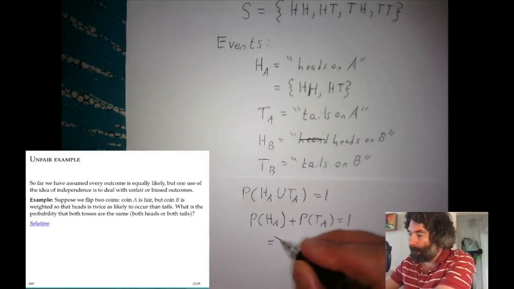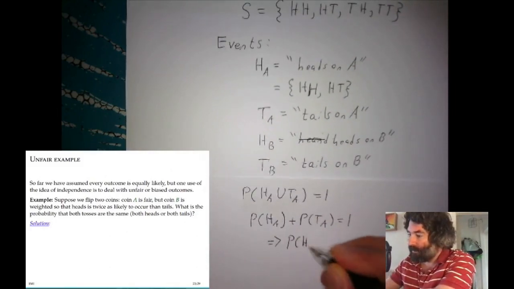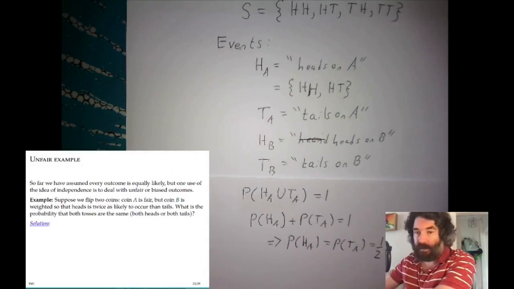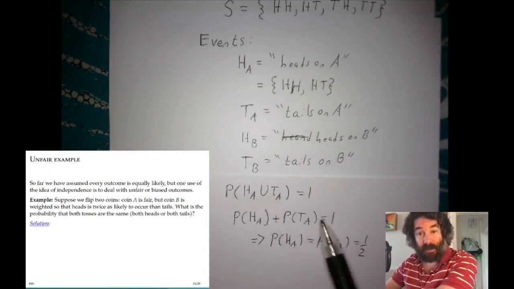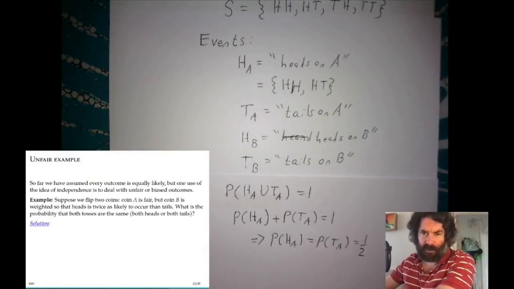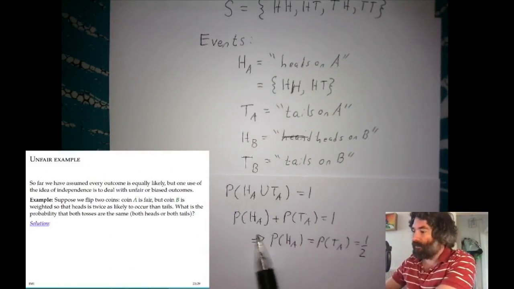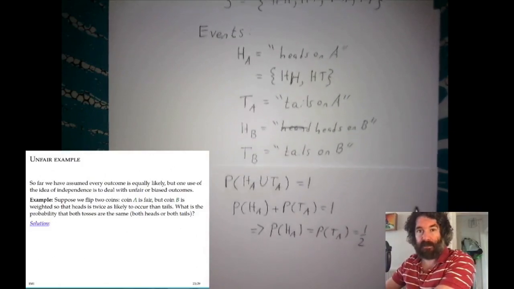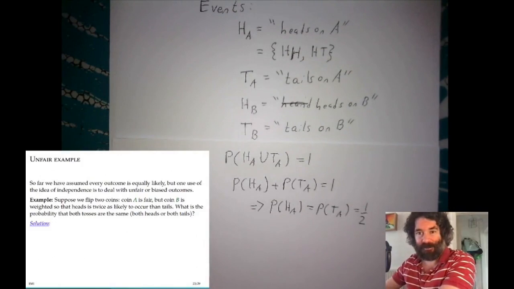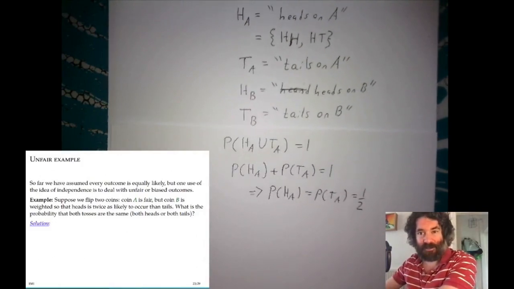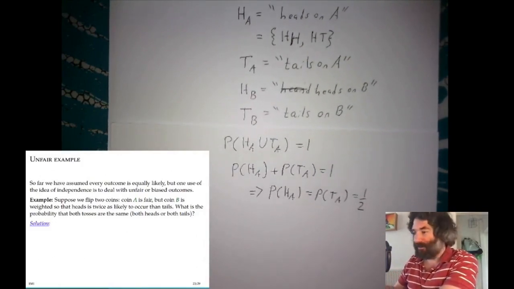So the probability of heads on A is equal to the probability of tails on A, which equals 1/2, since we're equally likely to get heads on A as tails on A. Okay, so this is the probability of these two events. That's not really that surprising. I guess it's what you would expect, 50% probability of getting each of them, but we've gone through using the axioms and properties of probability in order to see this.